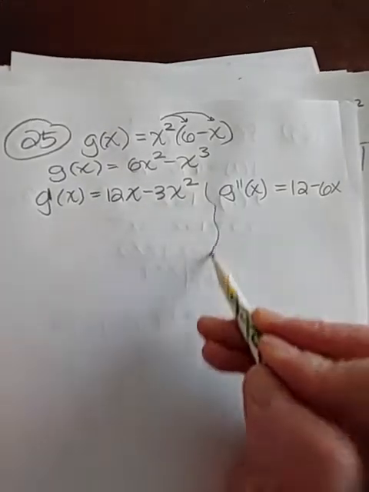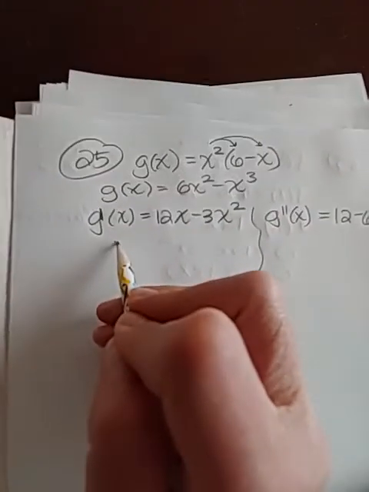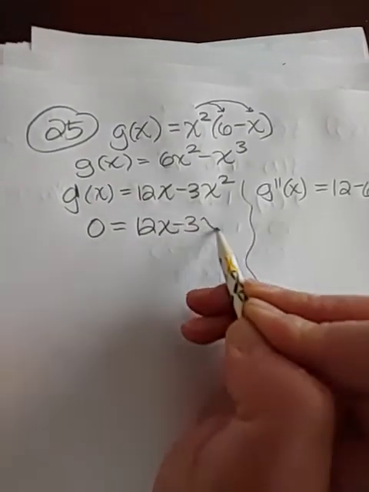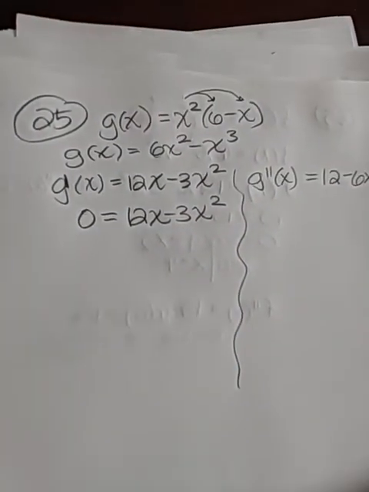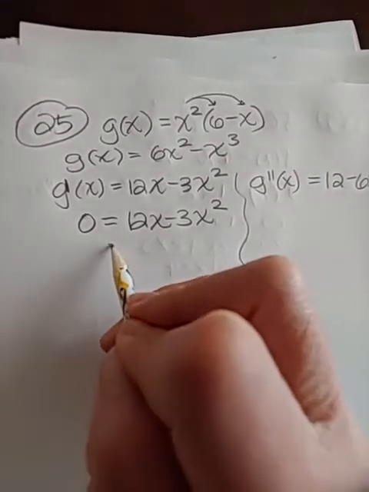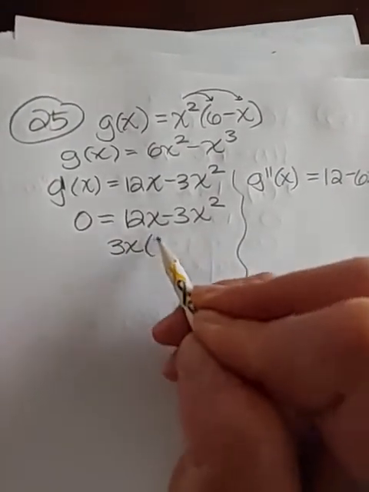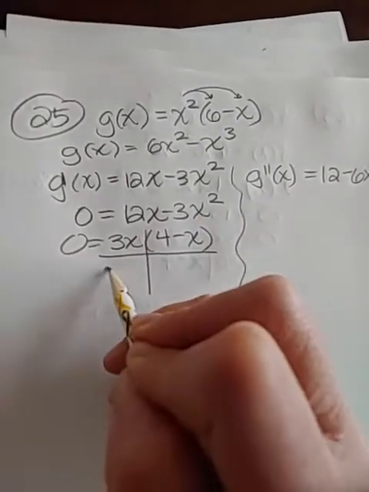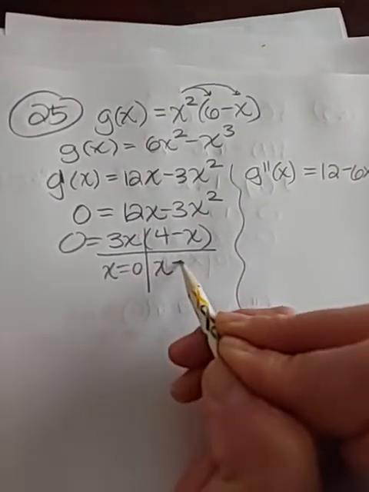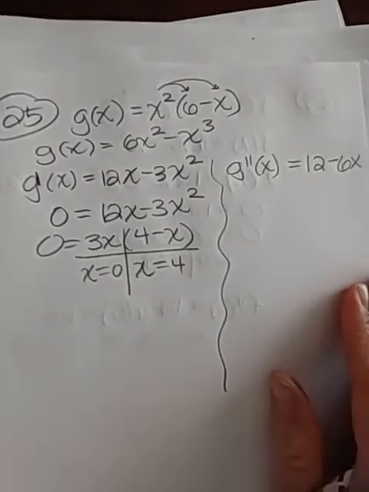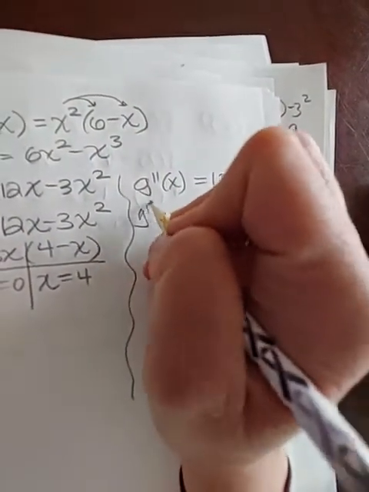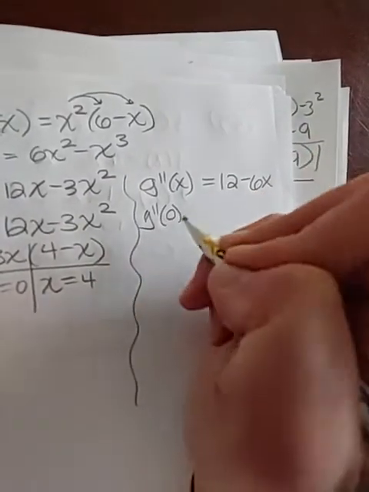So let's find our critical numbers. 0 equals 12x minus 3x squared, taking my first derivative and setting equal to 0. I take out a 3x, I get 4 minus x. I get my first critical value to be 0, and my second critical value to be 4. All right, so now second derivative test, no need to set up any intervals. You're going to directly plug in your critical values.